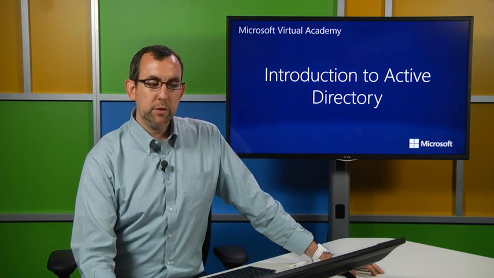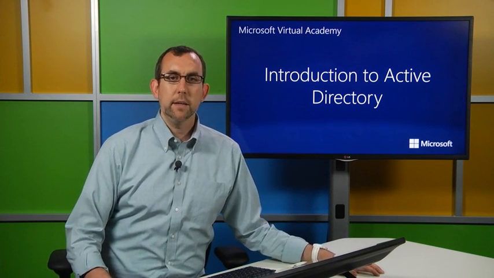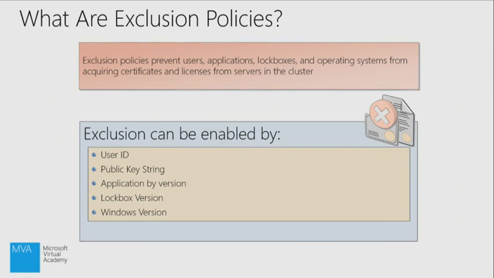We pick up with exclusion policies, which I just mentioned because I knew it was coming in the slide deck. So rights or exclusion policies are just that. As I mentioned, they are a way for us to exclude certain users, applications, lockboxes, and operating systems from acquiring certificates and licenses from servers in the cluster. So I can make sure that certain people, certain servers, certain circumstances are excluded from the ability to protect content with RMS.